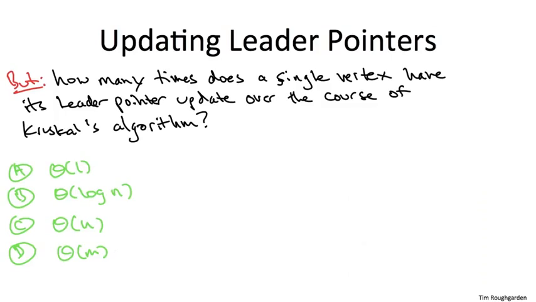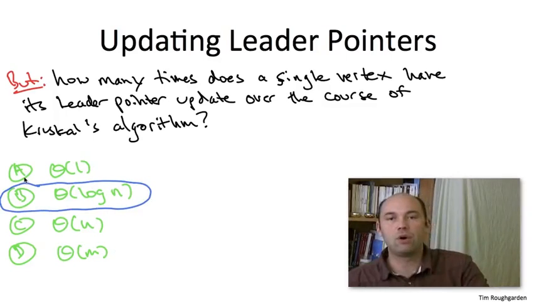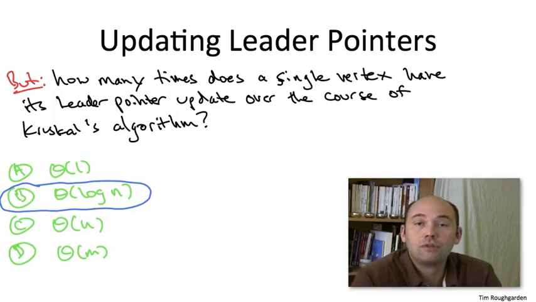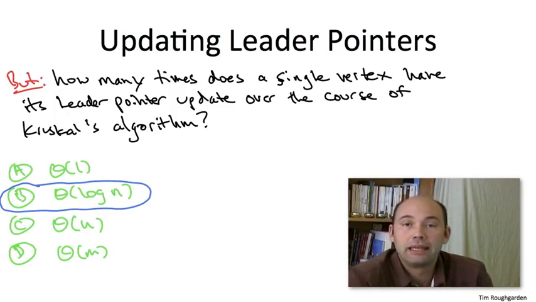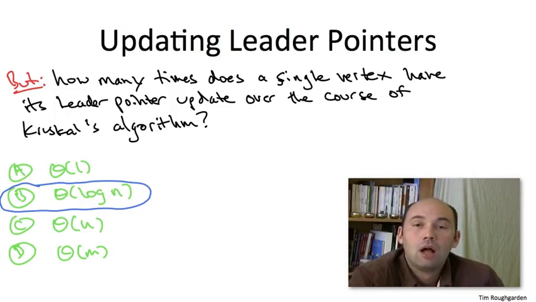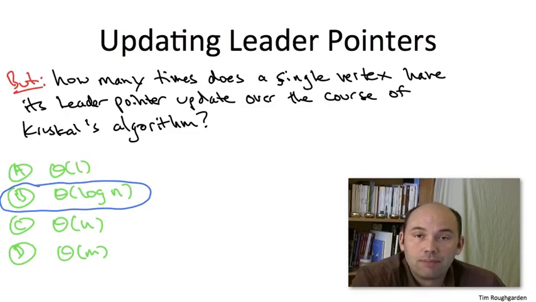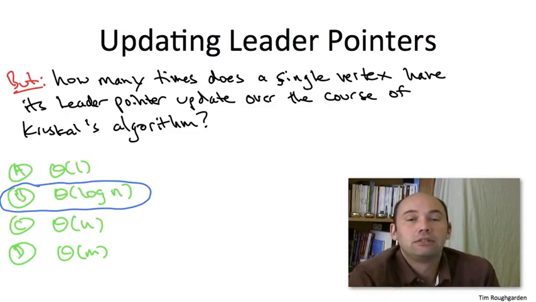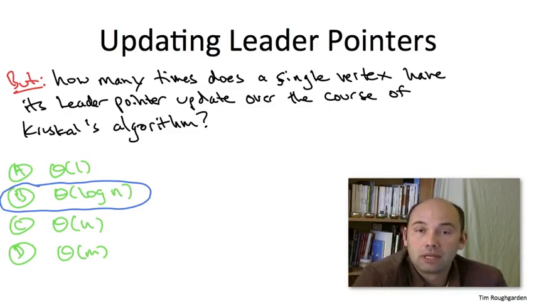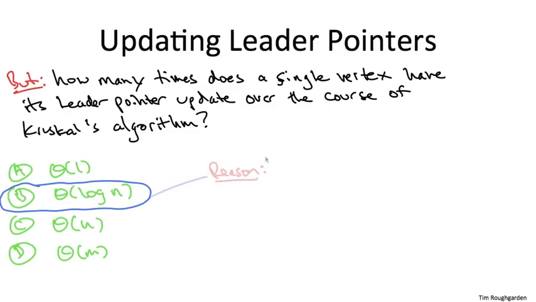Well, here's the very cool answer. The answer is the second one. While it remains true that if you always have the union of two groups inherit the leader pointer of the larger one, a given fusion might trigger a linear number of leader pointer updates, each vertex will only see its leader pointer updated a logarithmic number of times over the course of Kruskal's algorithm.